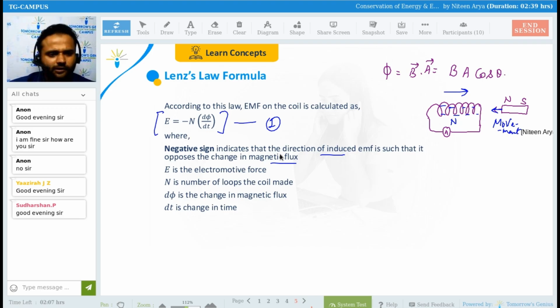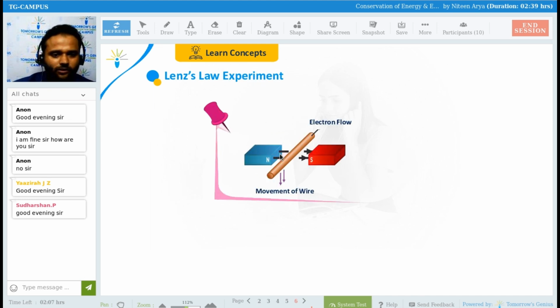Continuously move this particular magnet, so the magnetic flux is going to decrease; initially it increases and then it decreases. So the magnetic flux is going to change. E is the electromotive force, N is the number of loops in the coil. This particular term defines the change in magnetic flux, and dt is the change in time. Simple as that. Okay, Lenz's law experiment.